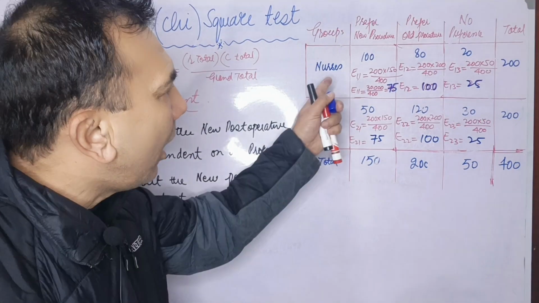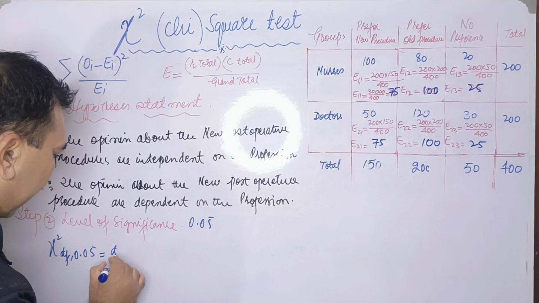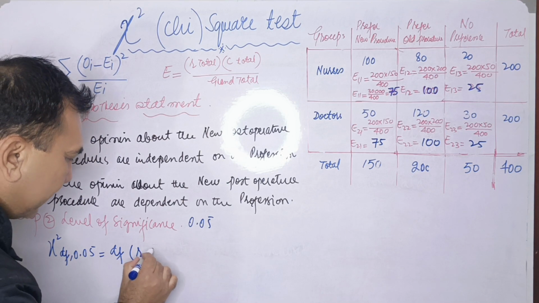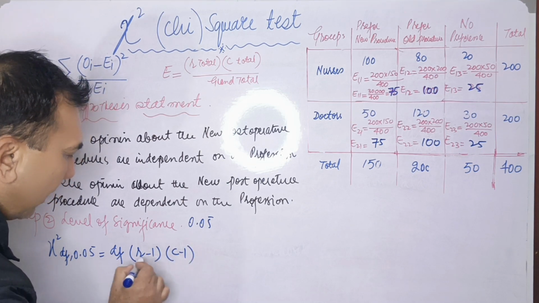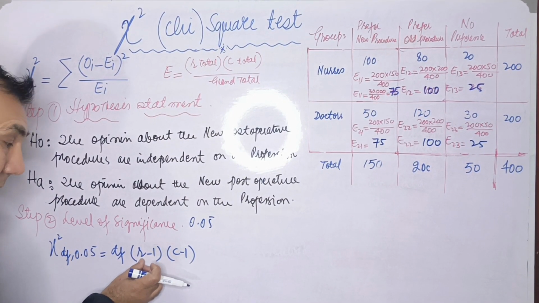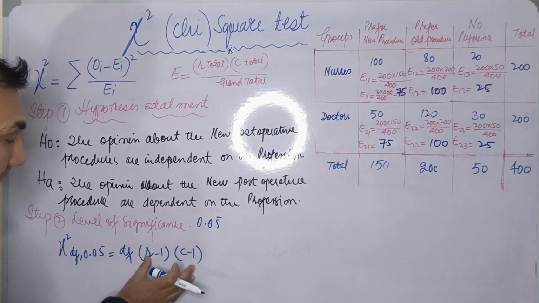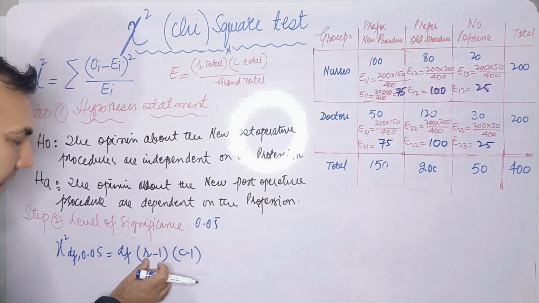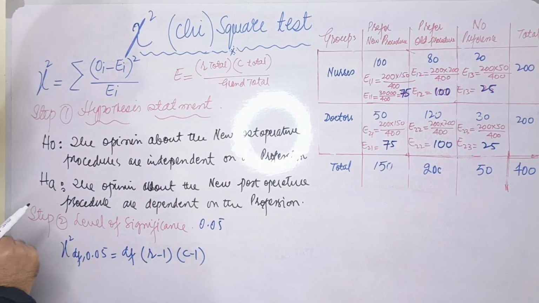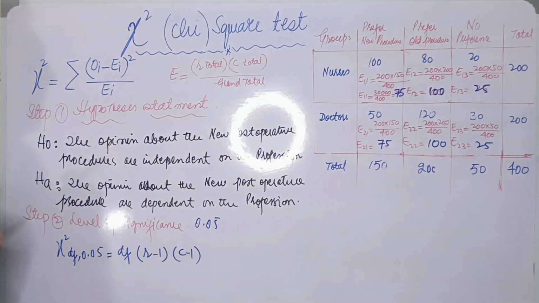So see here, how many rows? 1 and 2 rows. The degree of freedom for the chi-square is equal to (r minus 1) times (c minus 1). We will minus 1 from the total number of rows, and we will minus 1 from the total number of columns. Then we will multiply both values, and we will come up with the degree of freedom.